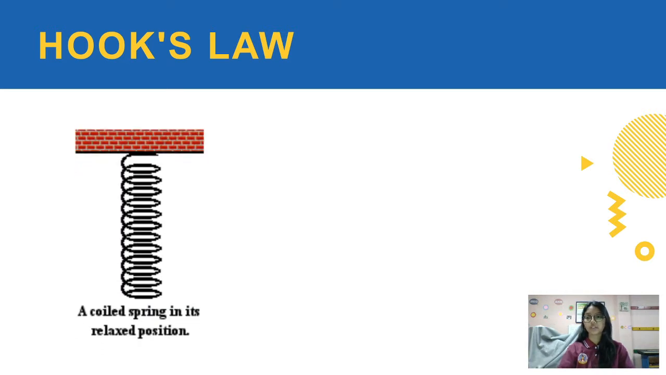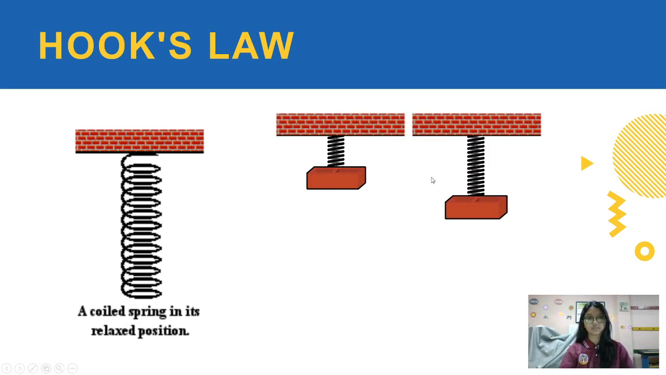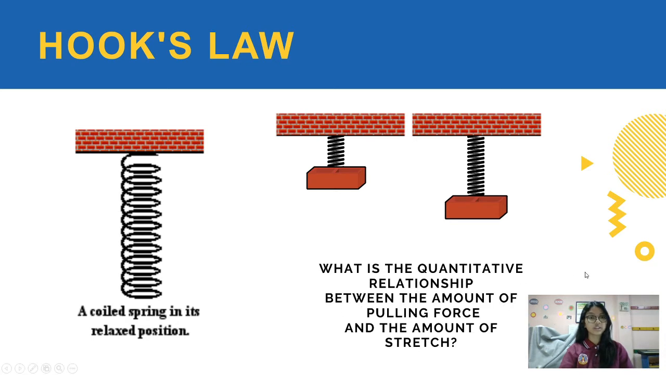Here we have a coiled spring in its relaxed position. When we pull it down, the spring will be stretched. When we pull it a little bit, the spring will stretch a little bit too, and when we pull it with a greater force, the spring will stretch much more too. From this explanation we have another question: what is the quantitative relationship between the amount of pulling force and the amount of stretch?